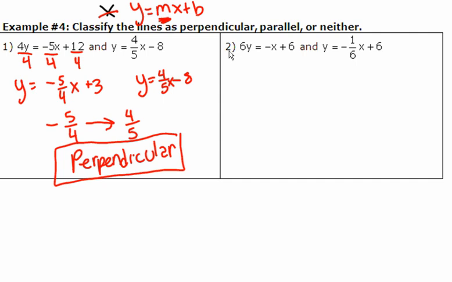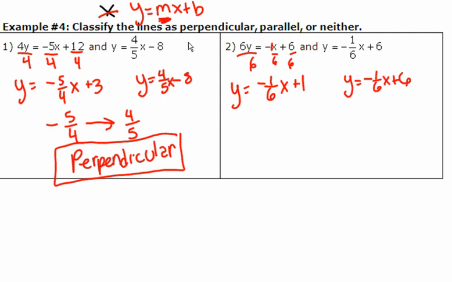So let's look at number 2. Again, this one is not in slope-intercept form because there's a 6 in front of the y. This is 6 times y, so I'm going to get rid of it by dividing every term by 6. 6 divided by 6 is 1y. Be careful, -1 divided by 6 is not -6. It is -1/6. And now 6 divided by 6 is 1. Now the other equation is already in slope-intercept form.